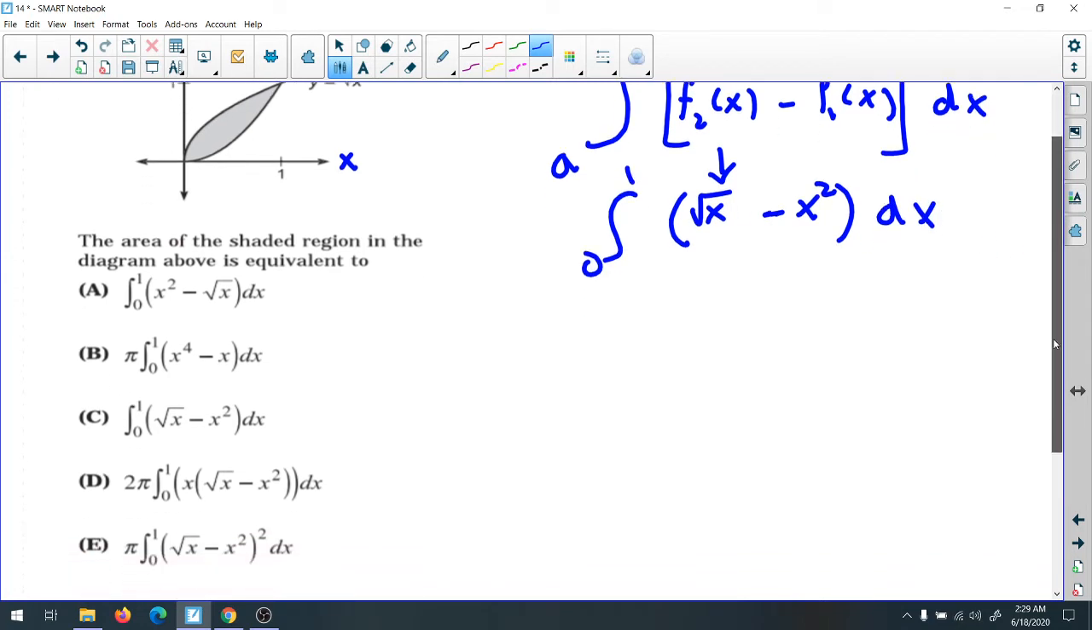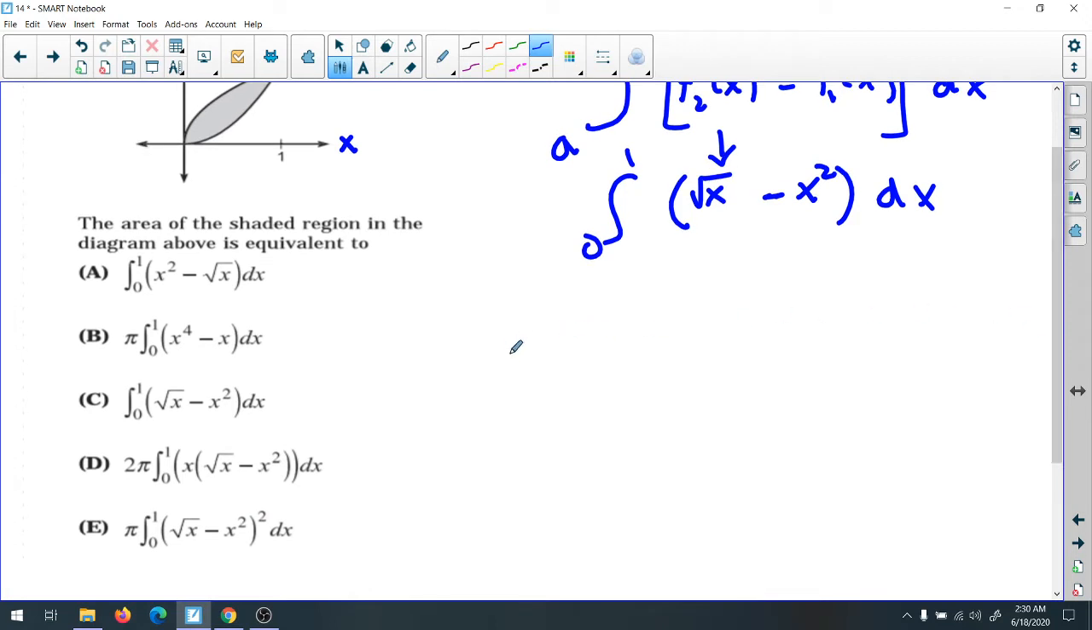So I believe the answer is C: square root of x minus x squared. They confuse you here by giving different forms, but the answer is C right away. It doesn't take much time to respond to this question.